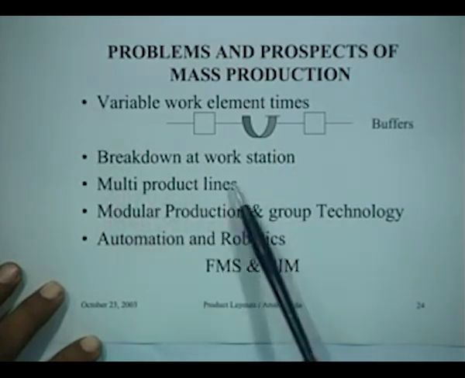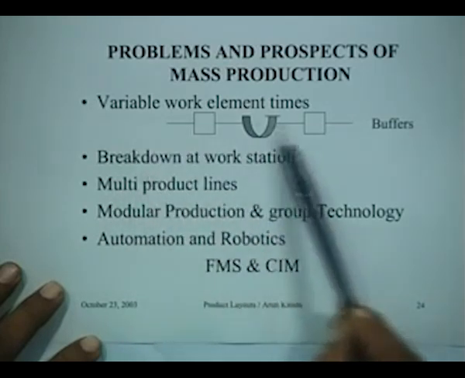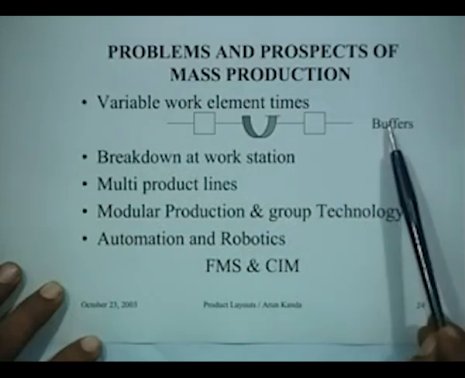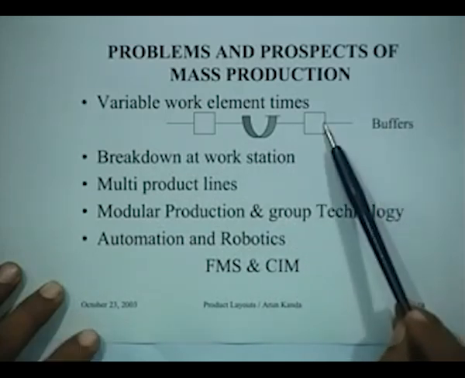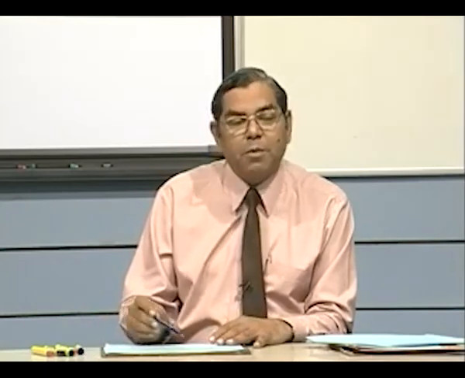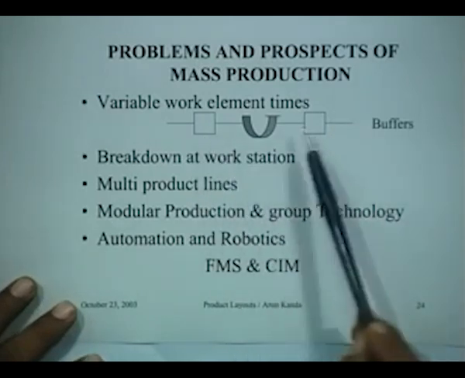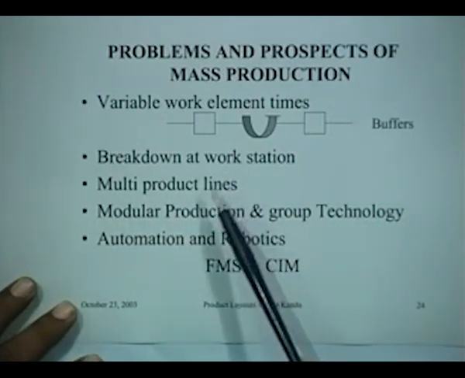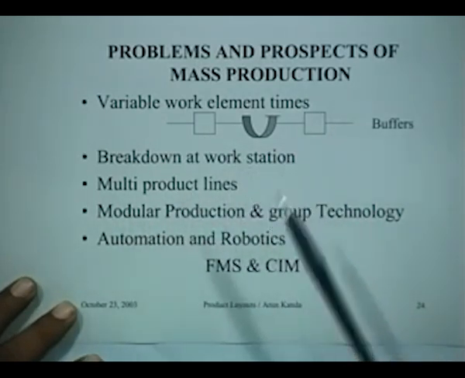There could be multi-product lines. That means the same line can produce multiple products. This can happen. For instance, in Maruti Udyog, the same line can produce a Maruti 800. It can also produce a Zen. Because what they do is they change some operation, and then it can be done. So designing multi-product lines means that you can handle the same thing.